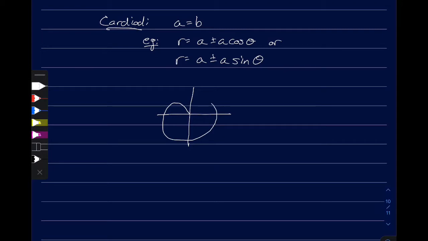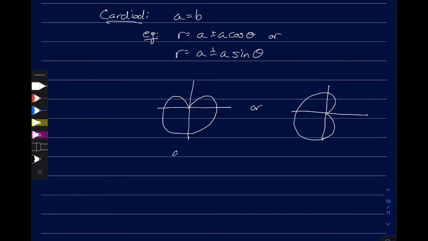And let's just go ahead and graph that again to just see what we get. So it looks like a heart without the bottom point. So it looks like that, or it looks like the same thing except kicked on its side. So this is our cardioid. And this is going to be a minus a sine theta, and this is going to be a minus a.